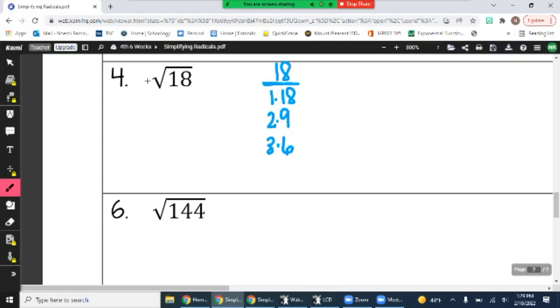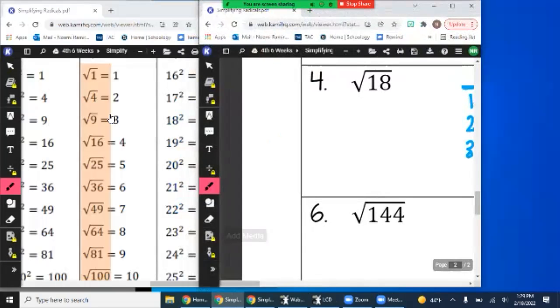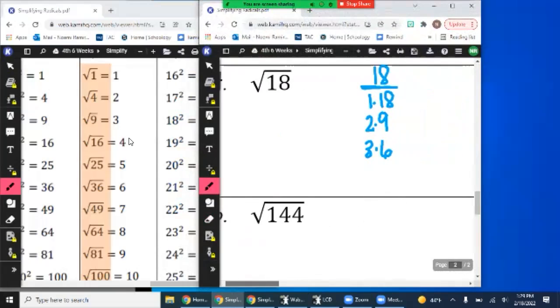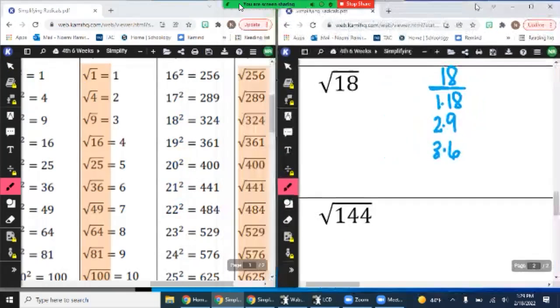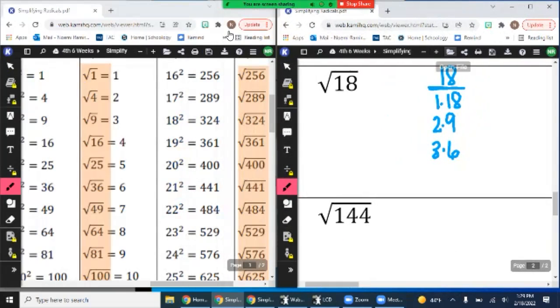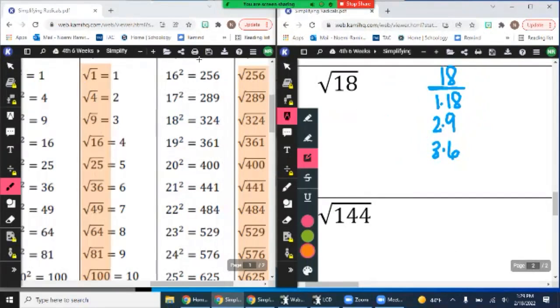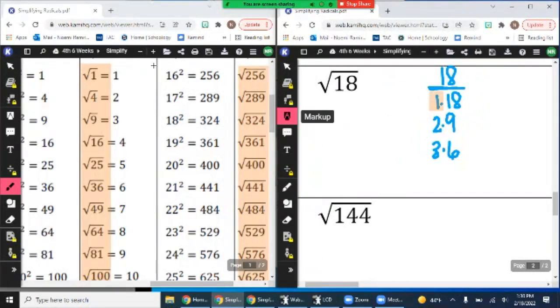Now for the hard part. You're going to take this list that you've created and compare it to the one that you highlighted, which is why I left it here side by side. That way you don't have to keep flipping back and forth. And you're going to highlight all of your perfect squares. Now the number 1 will always be a perfect square. So let's go ahead and highlight that.